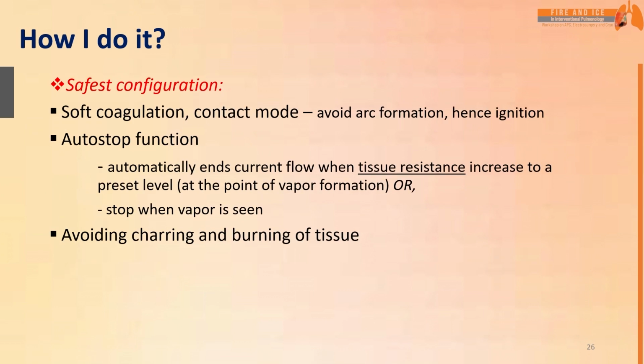So, what is the safest configuration? The safest configuration is the soft coagulation mode, contact mode, which avoids arc formation and hence ignition. If your machine has an auto stop function, this is the best. What is the auto stop function? In the auto stop function, the machine automatically ends current flow when tissue resistance is raised above a preset level, and it automatically stops firing. Or if the machine does not have any auto stop function, when you see the vapor, you stop pressing the foot pedal. And always try to avoid charring and burning of the tissue.